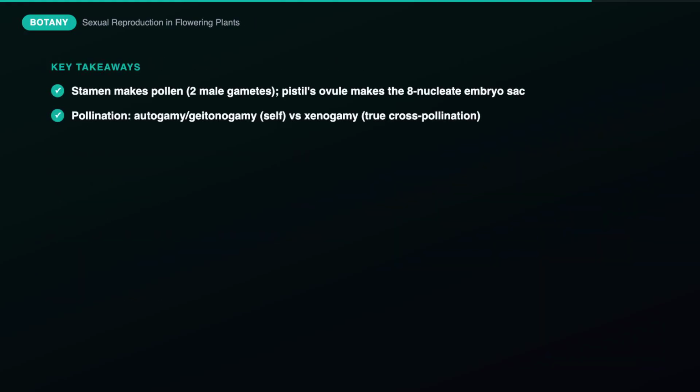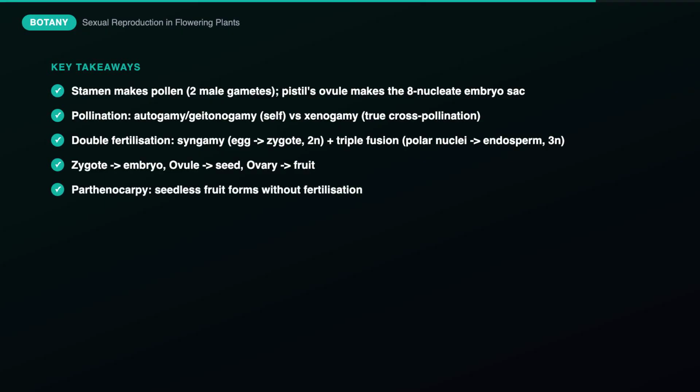Let's recap. The stamen produces pollen grains carrying two male gametes, while the pistil's ovule develops an 8-nucleate embryo sac with an egg cell, two synergids, 3 antipodal cells, and a central cell with 2 polar nuclei. Pollination can be self-pollination, autogamy or geitonogamy, or true cross-pollination, xenogamy, aided by wind, water, or animals. Double fertilization, unique to angiosperms, involves syngamy forming the diploid zygote, and triple fusion forming the triploid endosperm nucleus.